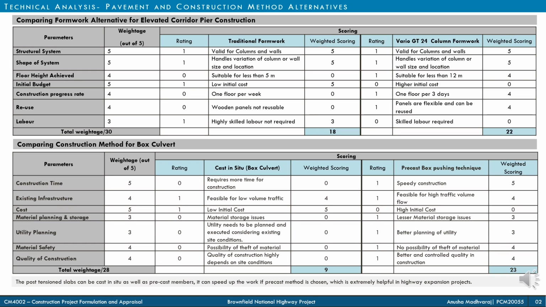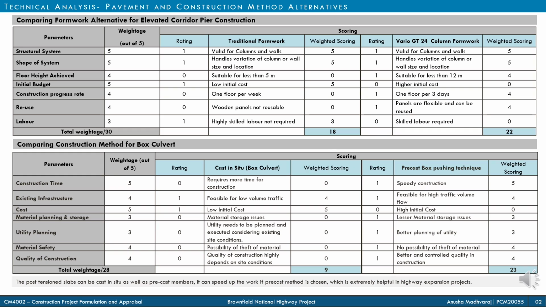Technical analysis refers to studying various technical components of the project and identifying competent alternate methodologies. First, a comparison of formwork alternatives used in bridge piers was done, considering 7 parameters. It can be observed that both formworks score similarly in terms of structural system and shape of the system. The initial cost of the system is high, but the speed of construction and reusability makes it more economical than traditional formwork.